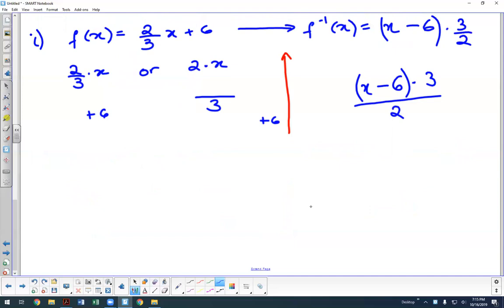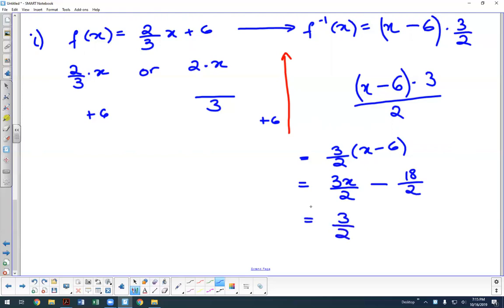Now clean that up. So you've basically got 3/2 in the front, x minus 6. If I clean this up, I will have 3/2 multiplied with the x, 3/2 multiplied with the 6, which will be 3 times 6 is 18, 18 divided by 2. You're going to get 3/2 x minus 9.